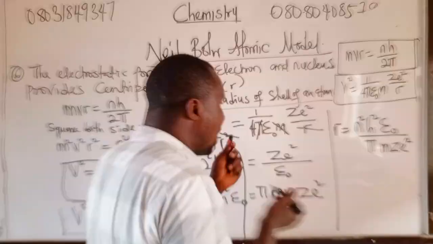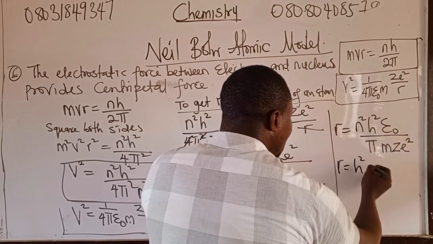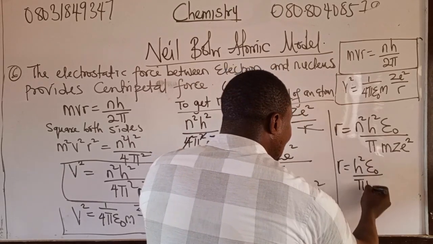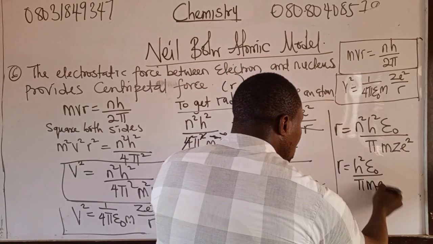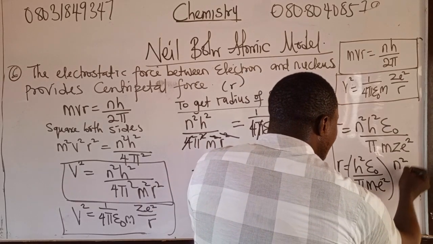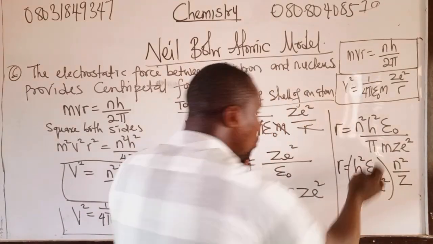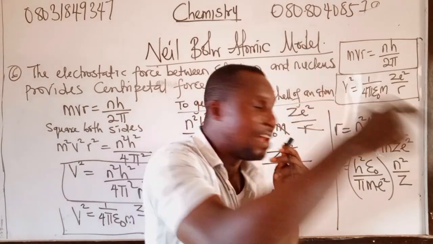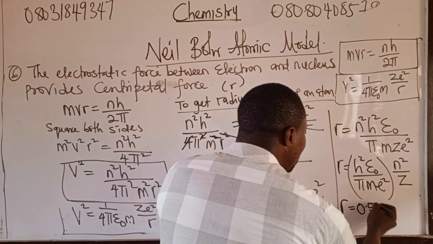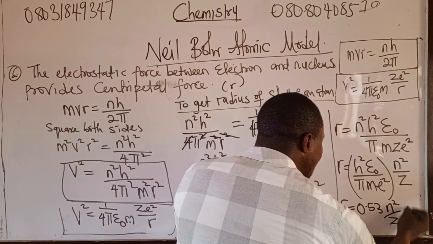Collect those constants out, and we have r equal to h square, a constant, epsilon naught, a constant, pi, mass of an electron, a constant, charge, constant, then n square over Z. Then from here, if you put all the values of the constants, we have r equal to 0.53 n raised to power 2 over Z Angstrom.